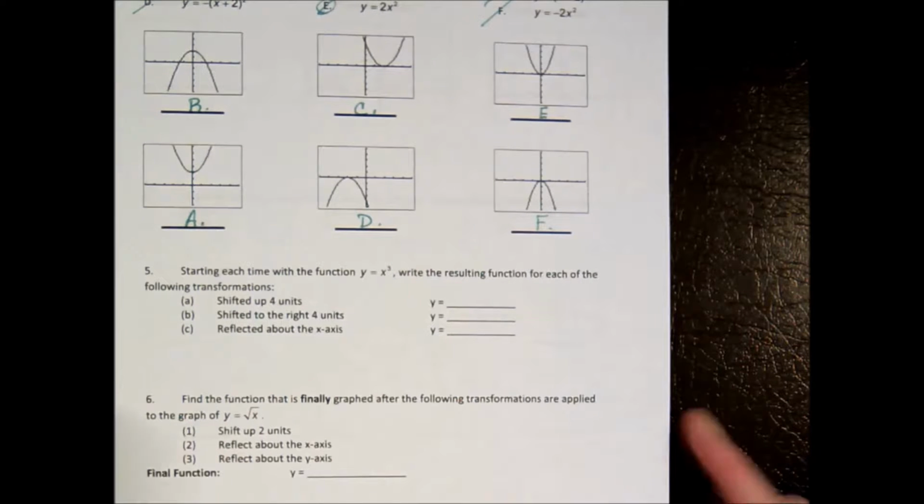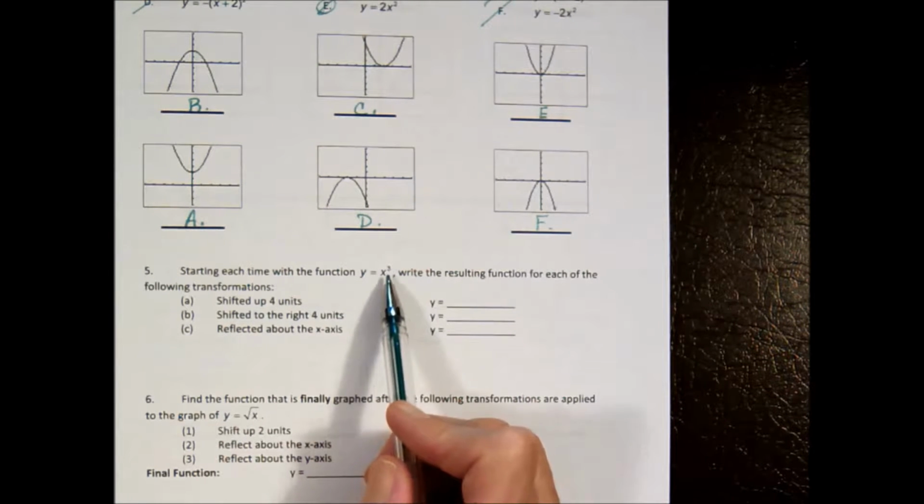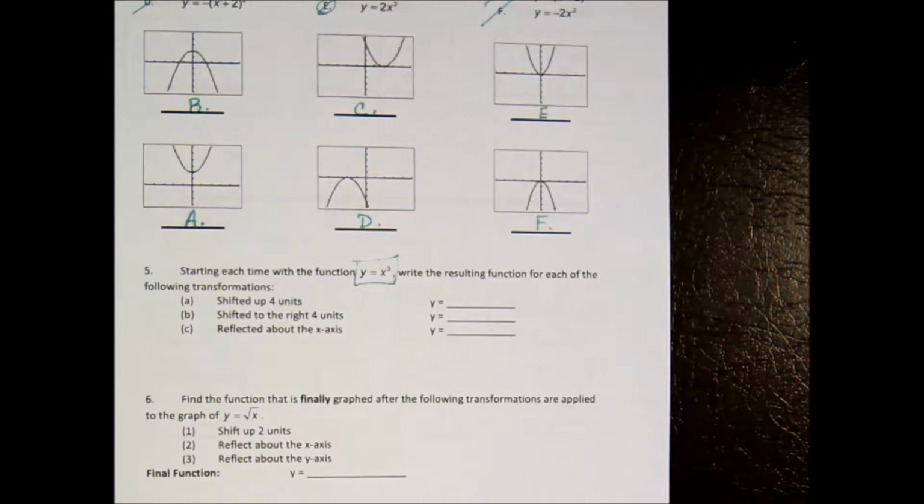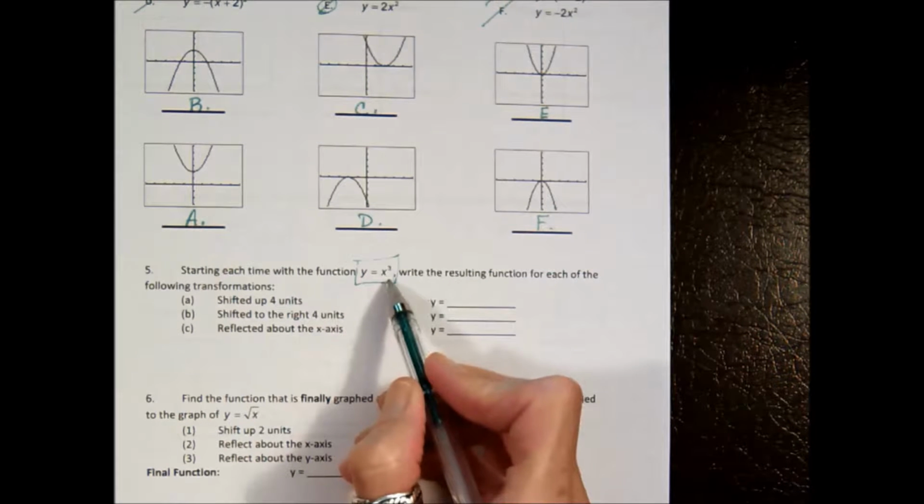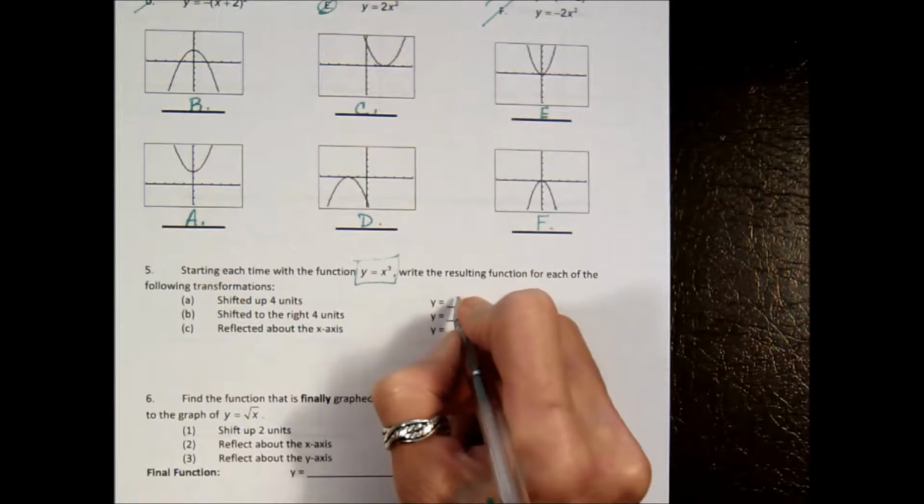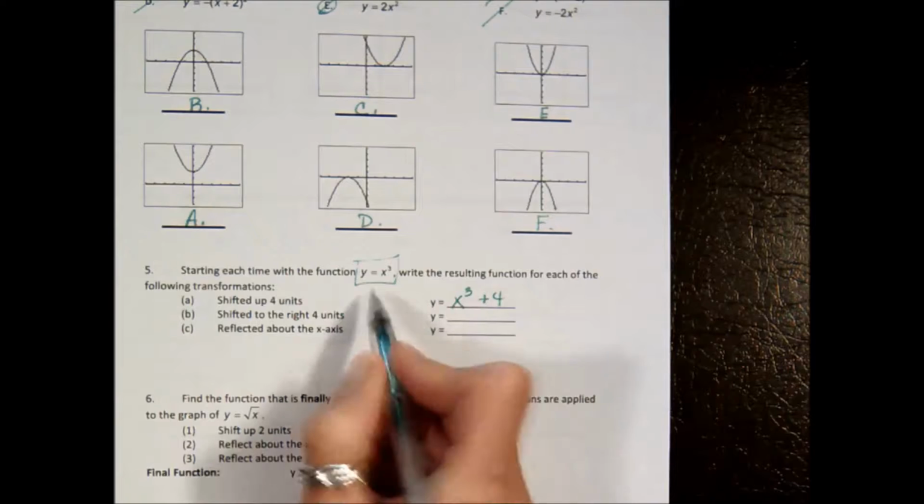Looking at 5, it says starting each time with the function y equals x cubed. So we go back to starting with this each time. Write the resulting function for each of the following transformations. So starting with the parent function, if you shift it up 4, that's a vertical shift, it would be y equals x cubed and then up 4. Now we go back to starting with this again.